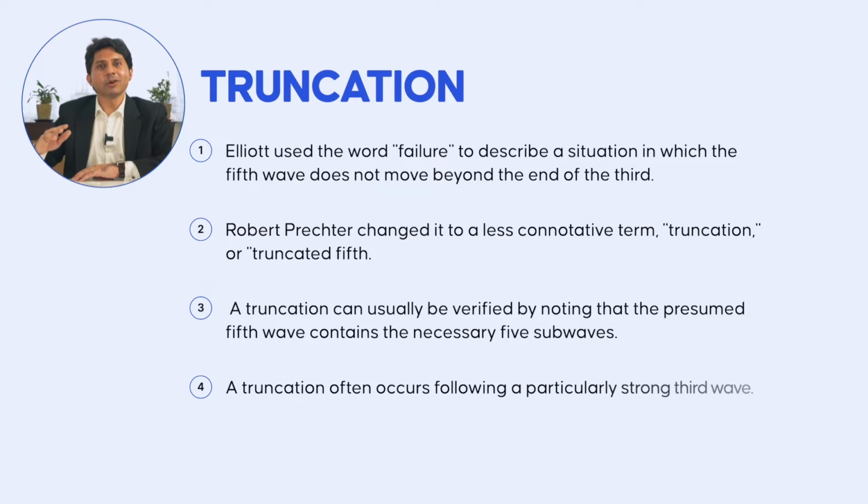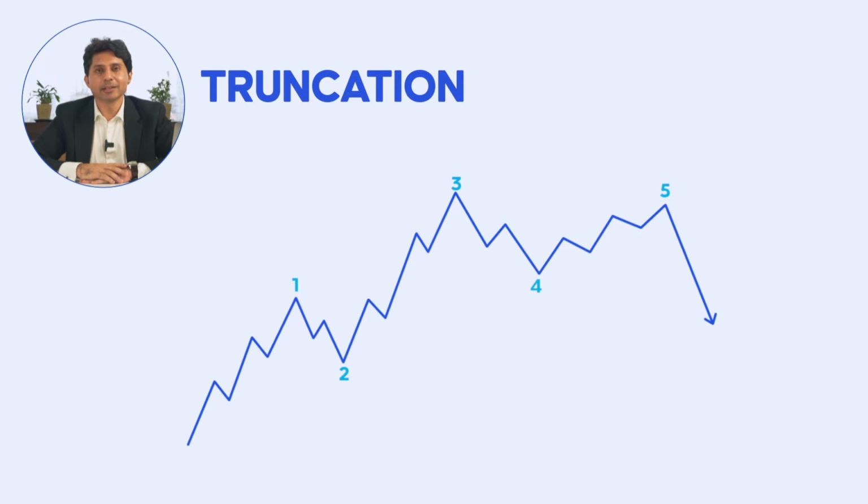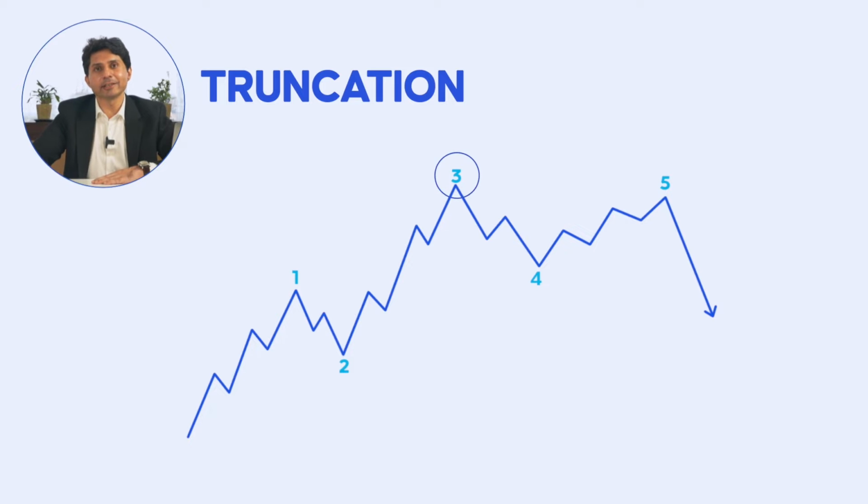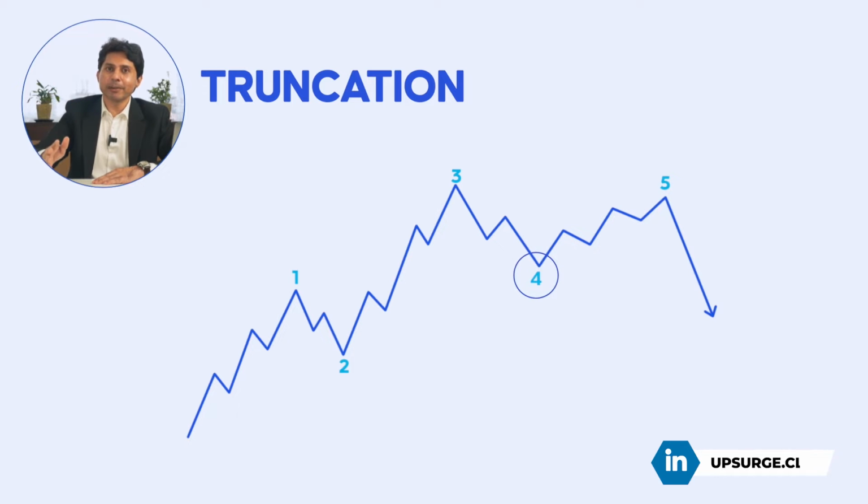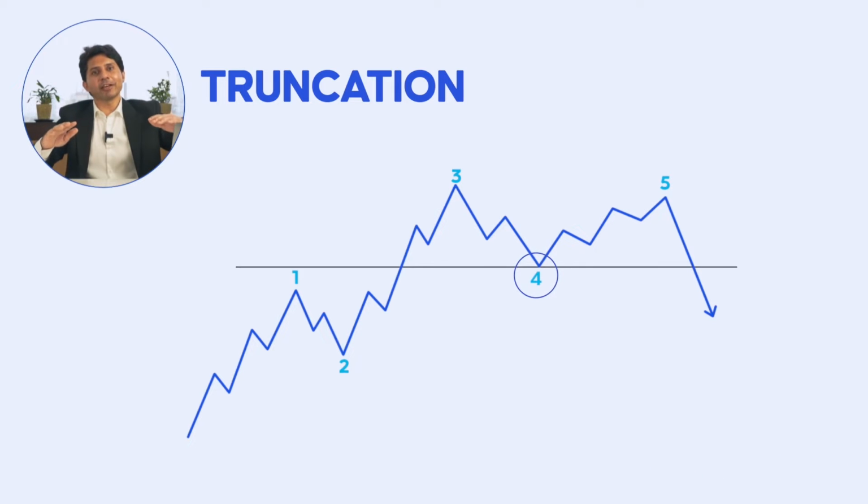A truncation often occurs following a particularly strong third wave. This happens usually in stock markets, in the equities as such. A too far extended third wave, which usually goes beyond 2.618 of wave 1 and sometimes even 4.236 of wave 1. And then we have a very deep wave 4, sometimes even to 50%, 61.8%, and in some cases even 78.6%. Very rarely, but that also happens. And a wave 4 happens like that.